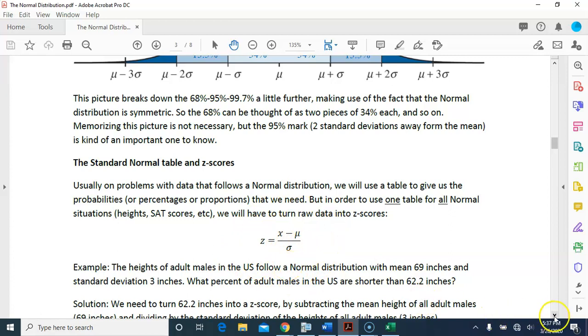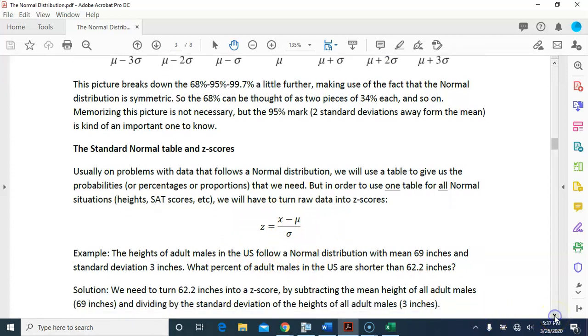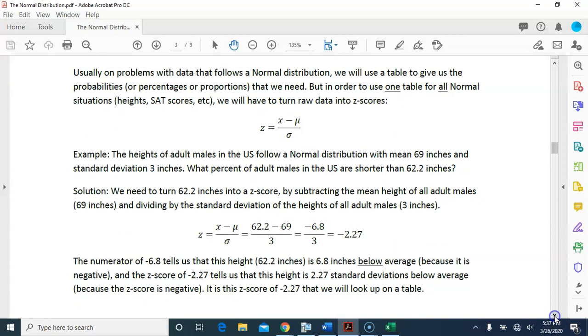So here's an example of doing that. The heights of adult males in the U.S. follow a normal distribution with a mean of 69 inches and a standard deviation of 3 inches. What percent of adult males in the U.S. are shorter than 62.2 inches? So the first thing we need to do is turn that 62.2 inches into a z-score.